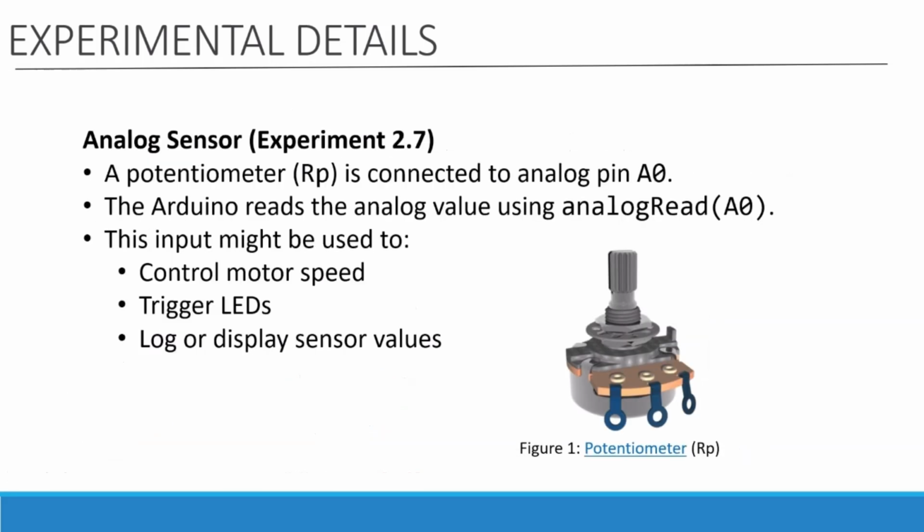Finally, the code also has an effect on the potentiometer through the analog sensor in experiment 2.7. The potentiometer is connected to the pin A0 on the Arduino, and this will read the analog value using analogRead in the code. This input is used to either control the motor speed, to trigger LEDs to turn them on or off, or also to log or display the sensor values of the potentiometer.